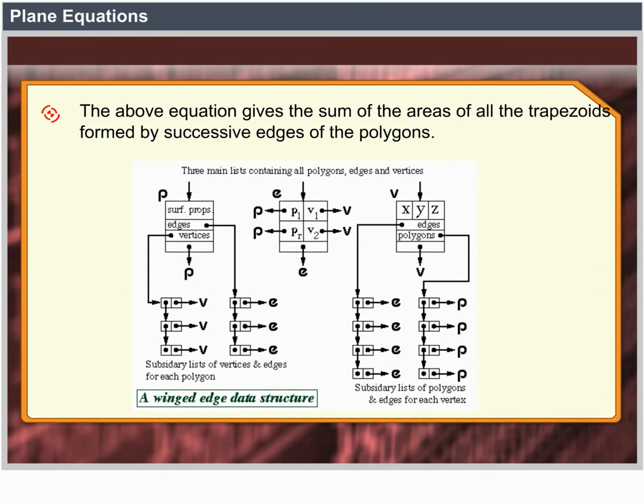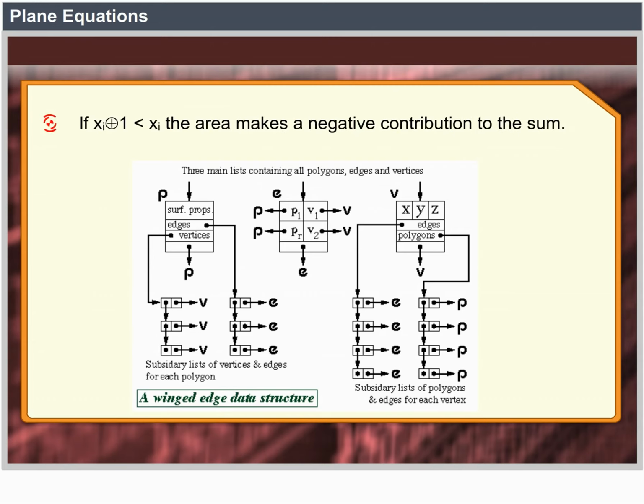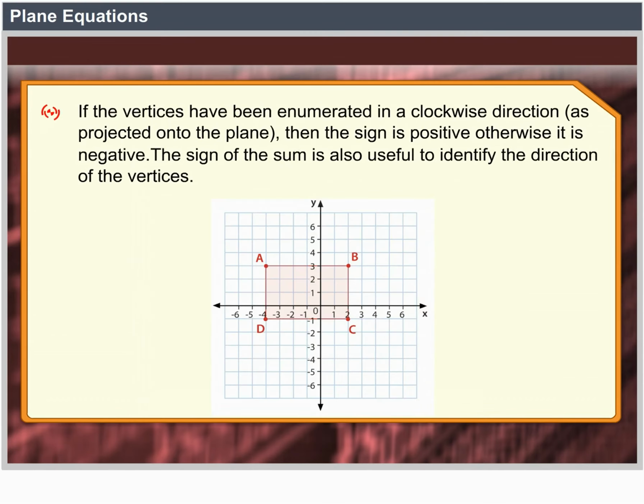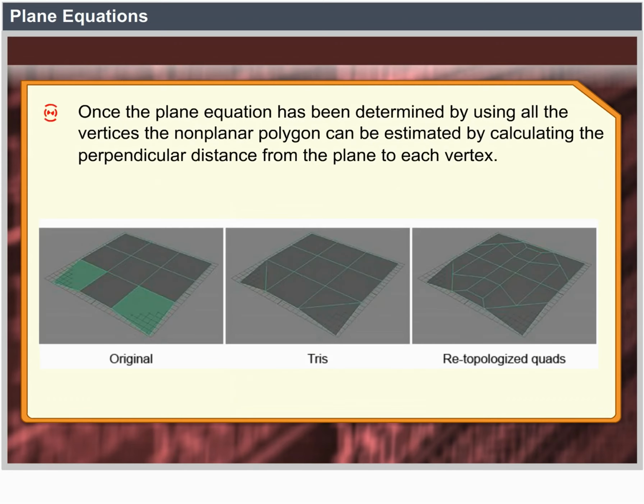If x sub i circle plus 1 is less than x sub i, the area makes a negative contribution to the sum. The sign of the sum is also useful. If the vertices have been enumerated in a clockwise direction as projected onto the plane, then the sign is positive. Otherwise, it is negative.